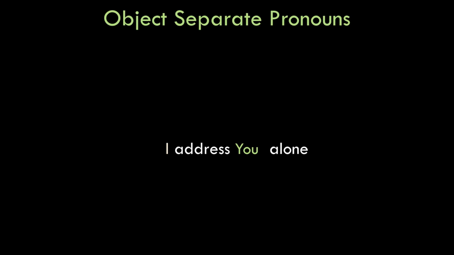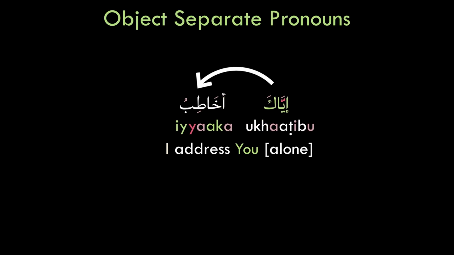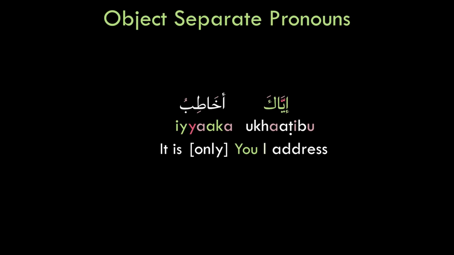أخاطبك, you say أخاطب إياك. So the separate pronoun إياك means you alone, even if the word alone is not shown, but it is understood. So when you decide to use this separate pronoun, it means you want to focus the verb on one person, and to make it even further focused, and to give it more strength, you can switch between the verb and this separate pronoun to become إياك أخاطب. It is only you I address.